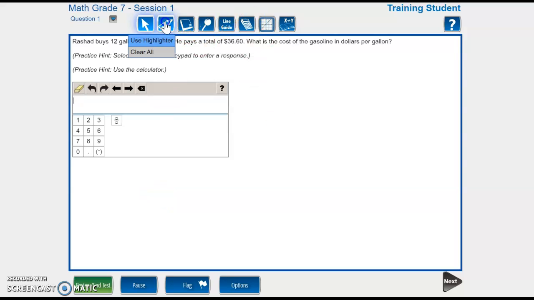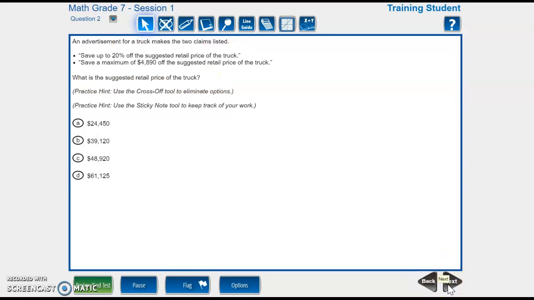And then obviously use the highlighter. So highlight the important information in the question that you might need. Your teachers will be giving Links Bucks to those that are using those types of tools. If I didn't know how to solve this problem, I can hit flag and come back to it later and go on to the next.